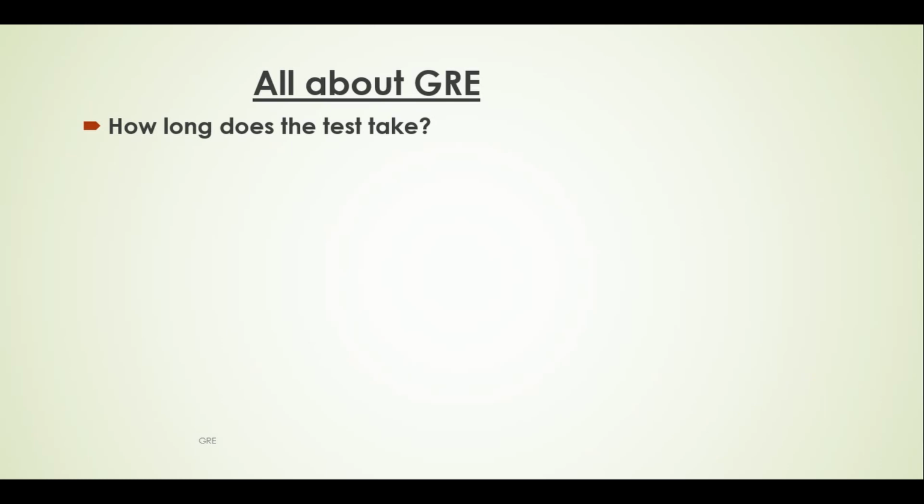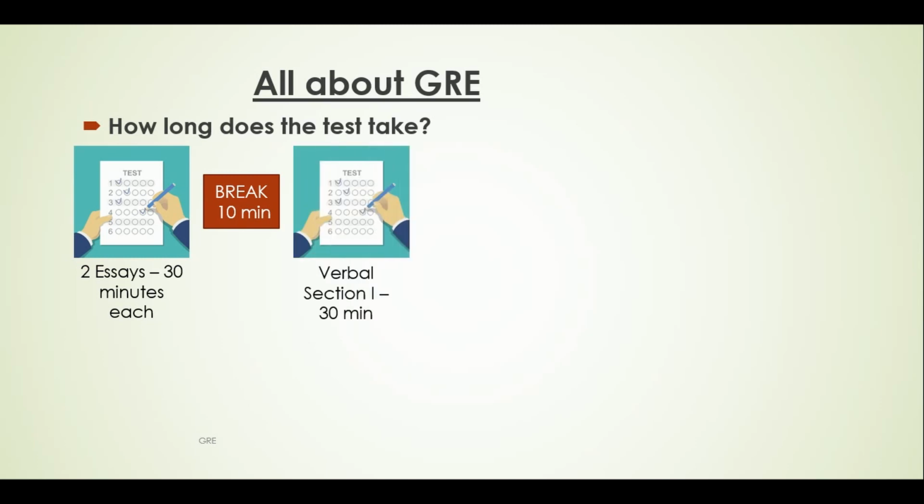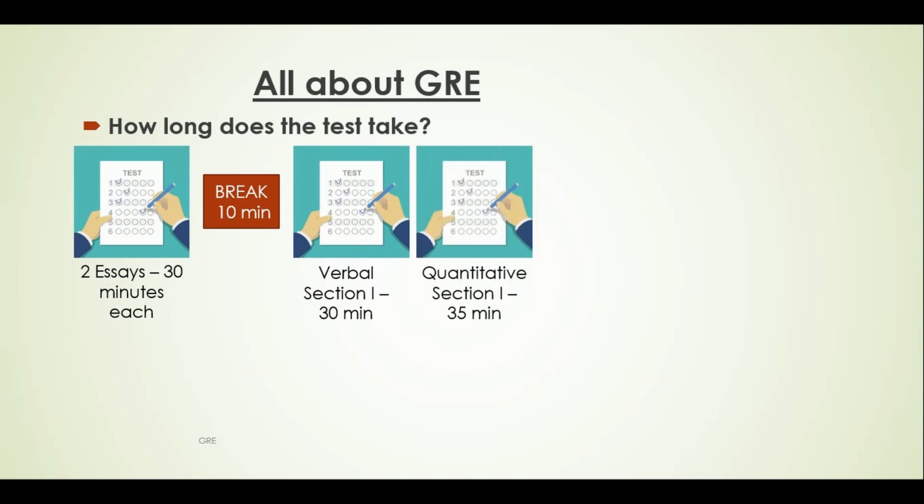So how long does the test take? Well, the test approximately takes 4 hours. So this is how the test has been divided. When you start the test, you have to write two essays. You get 30 minutes to complete each essay. After 1 hour of essay writing, you get a 10 minutes break. Soon after the break, you start your first verbal section, and you have 30 minutes to complete it. Then after a 1 minute break, you get your first quantitative section and you have 35 minutes to complete it.